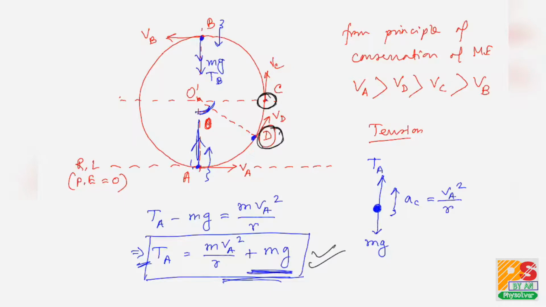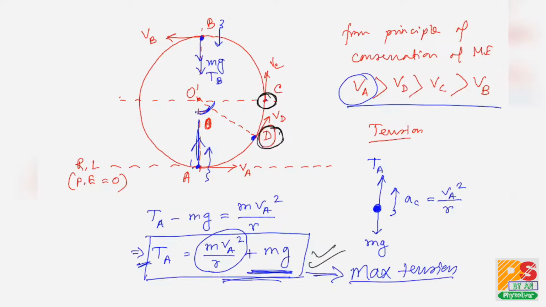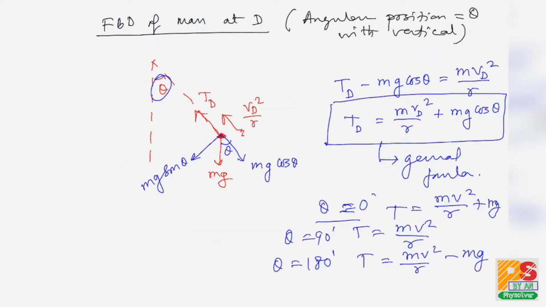Here plus mg is there, and I have already discussed that velocity at the lowest point would be the maximum possible velocity. Therefore, clearly the tension at the lowest point will be the maximum tension you can get in a vertical circle. Therefore, the wire is most likely to break at the lowest position. I hope you understand. So the correct option is option 1.